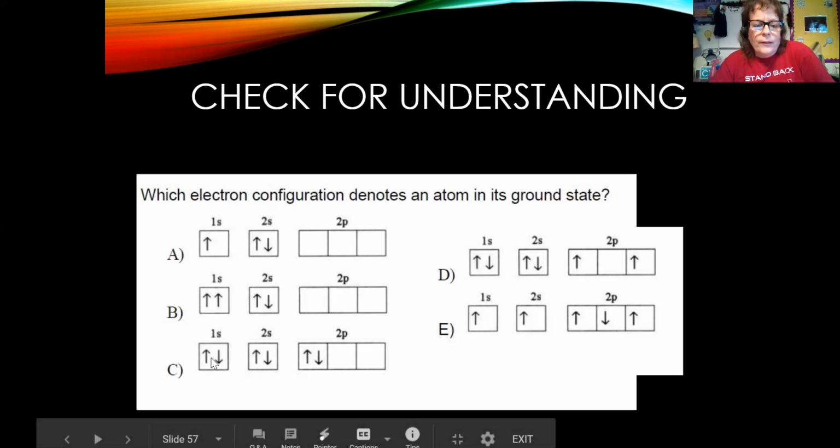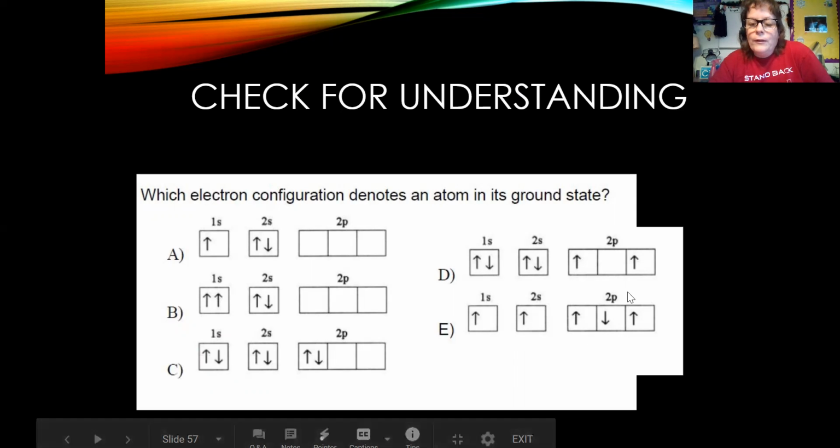Let's look at C here. You've got opposite spins, looks good. Opposite spins look good, but hey, wait, we've doubled up before we filled the other 2. So no, that would not happen. This arrow would be over here in this orbital.